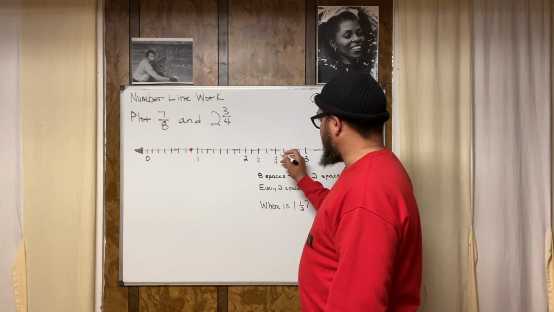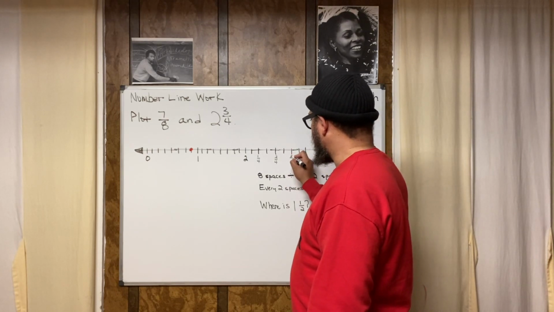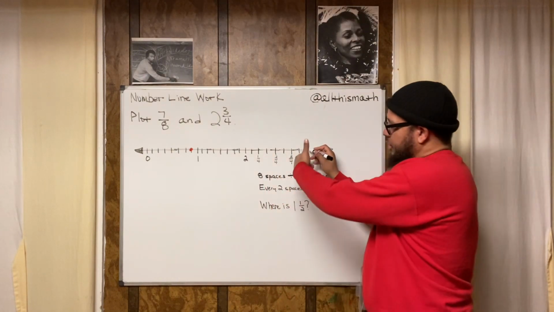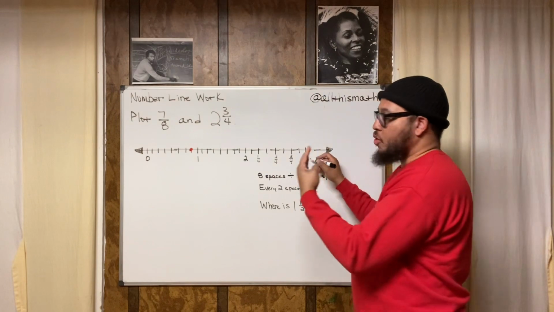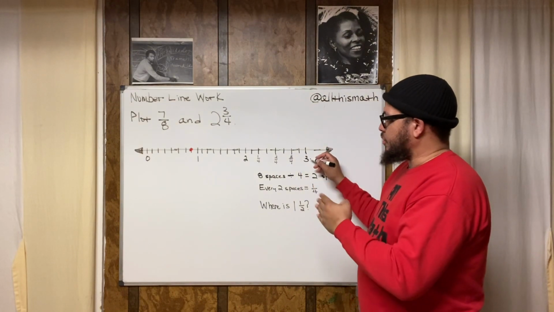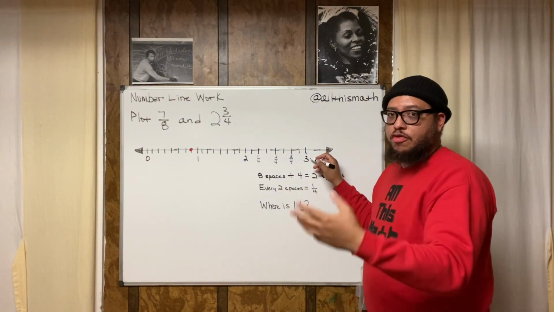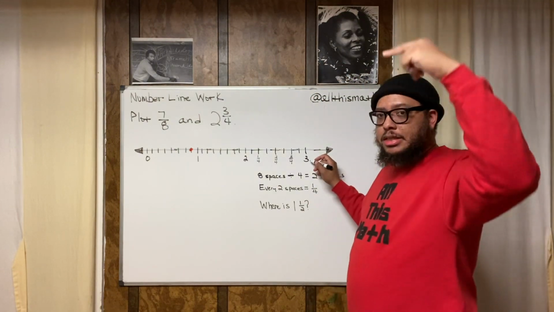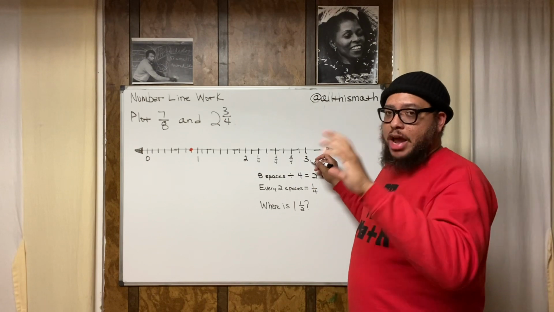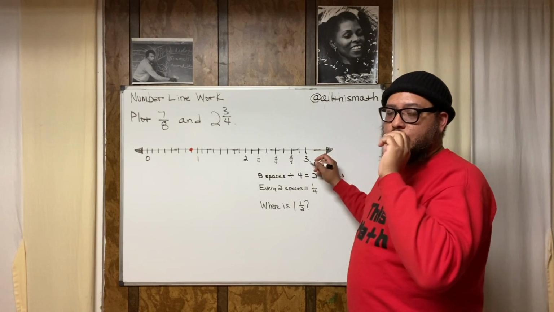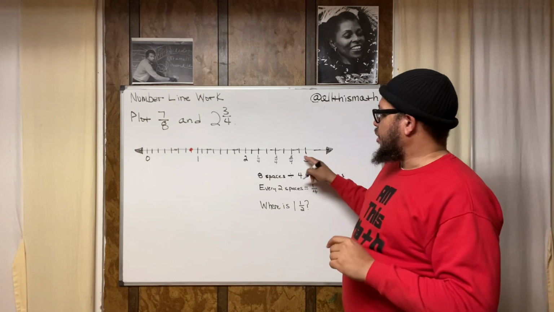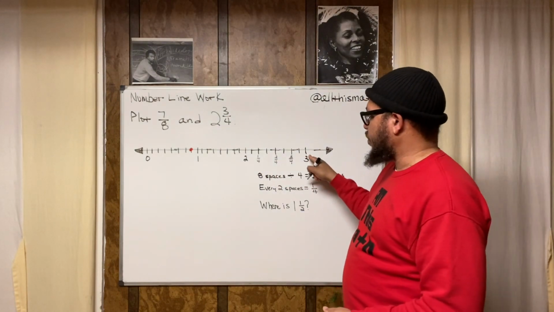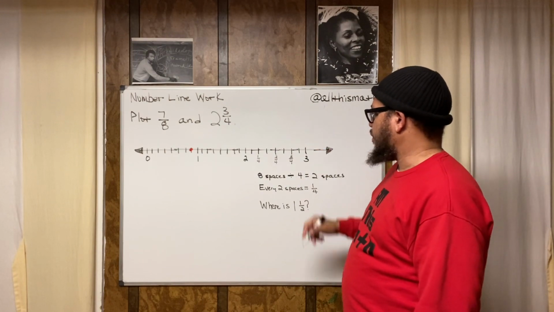I count another 2 spaces, 1, 2, that's 3/4. And then 1, 2 again. Now I'm at the next whole number, which is 3, which will also be 4/4. I already told you, anytime you got a fraction where your numerator is the same as your denominator, the top number the same as the bottom number, that fraction is equal to 1. So if we get the 4/4, we got 1, and 2 plus 1 is 3 anyway. So this is 4/4, right?